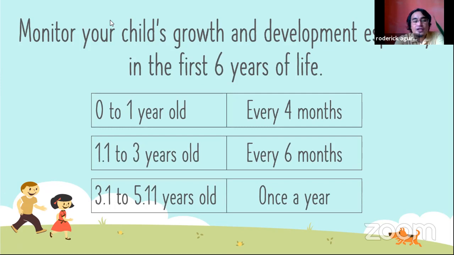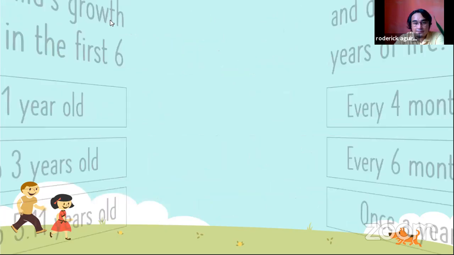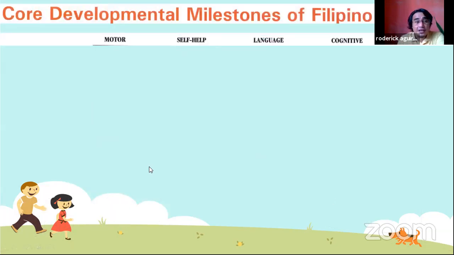At the 3.1 to 5.11 years old, once a year na lang po ang ating pag-monitor. Pero dapat, importante, may checklist ka. Ang checklist na yun ay bawat domain. Alright? So in general, ito po yung mga core developmental milestones ng ating mga bata per year.